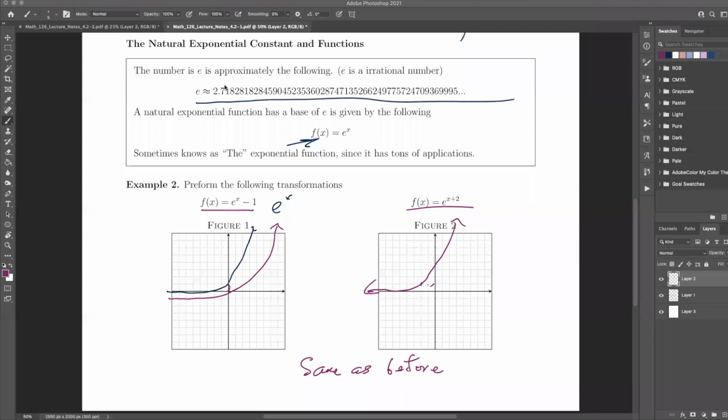Usually if I'm using e roughly in my head, I use 2.718, or 2.7, depending on how rough I'm being. Okay, so let's go to our last page for the day.